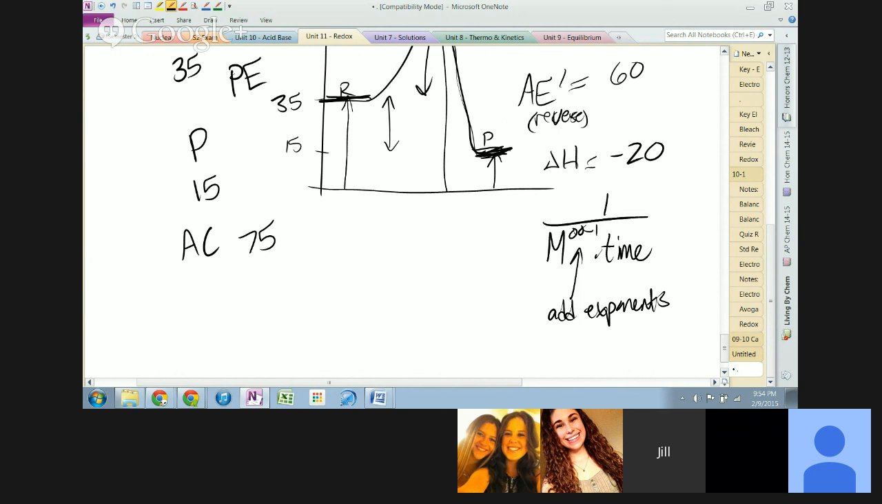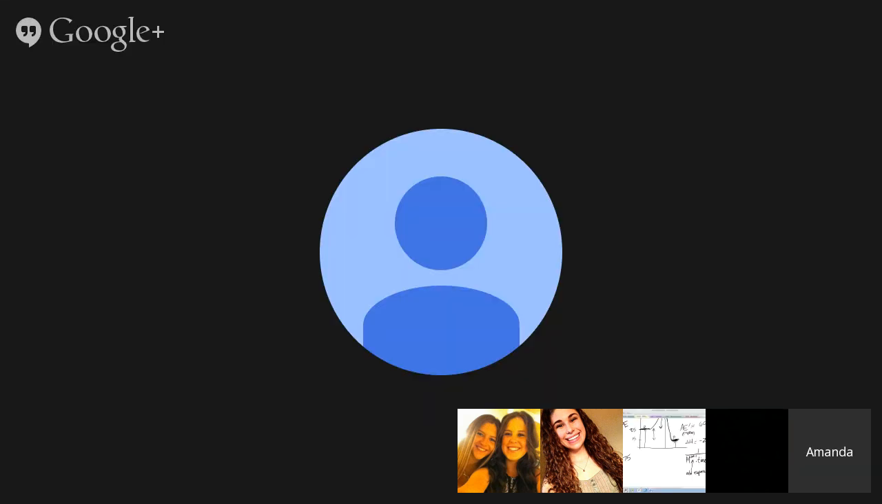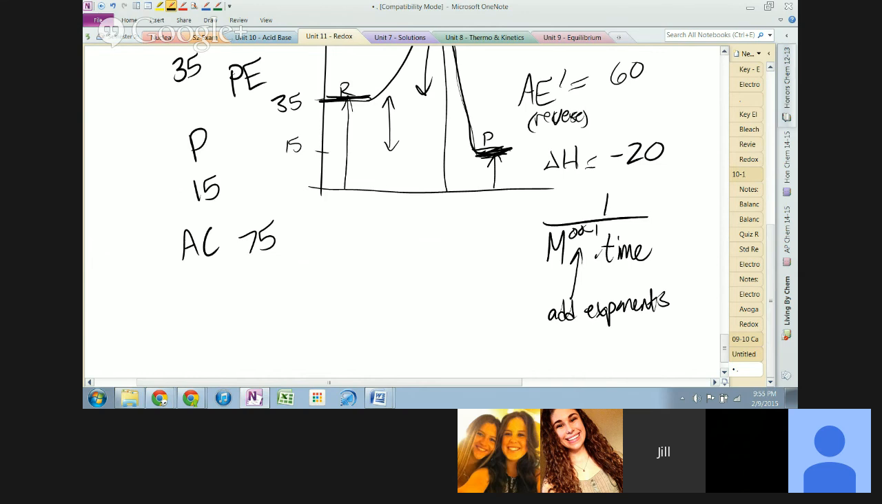I'm looking back through the bookwork now. Graphs, finding the orders. It was a short unit, so there's not a lot of concepts.